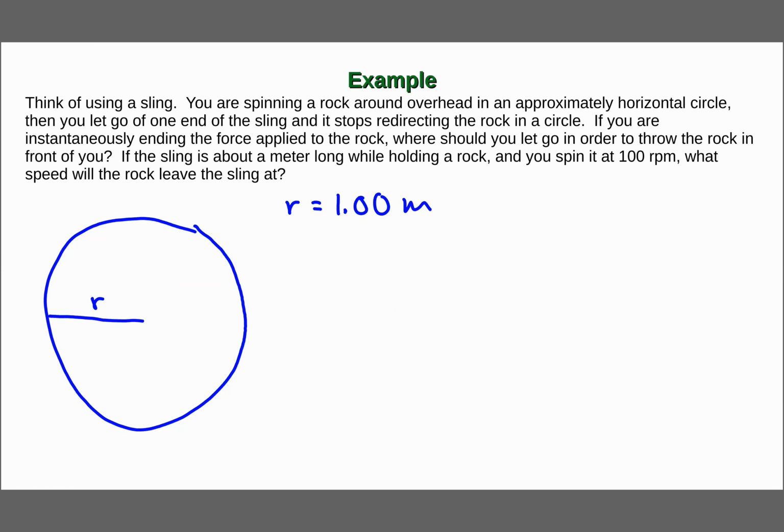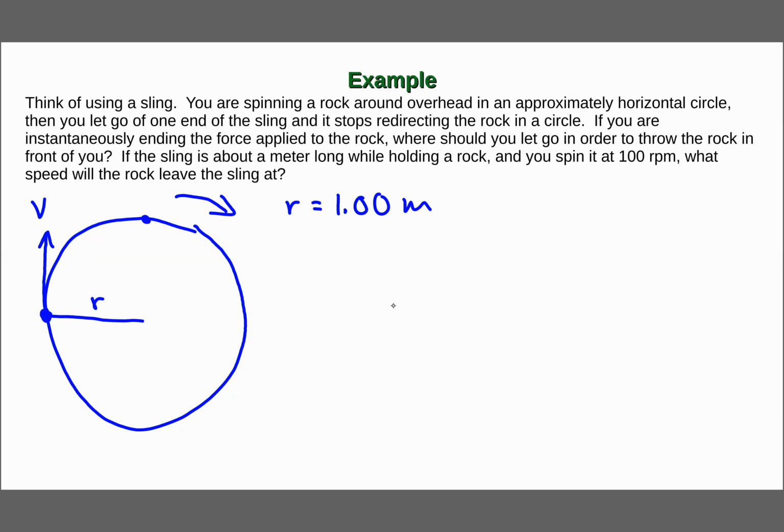Okay? Now the first question, where should we let go in order to throw the rock in front of us? If we're spinning around in this direction, clockwise, we should let the rock go right here because it has a velocity tangential to the circle, so that will fly right in front of us, okay?